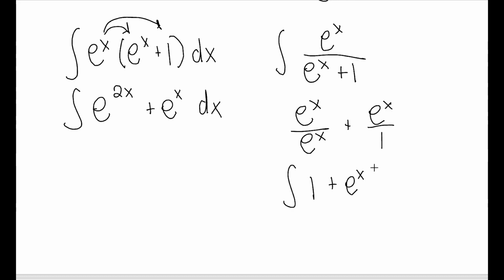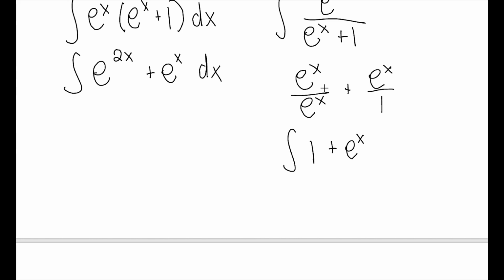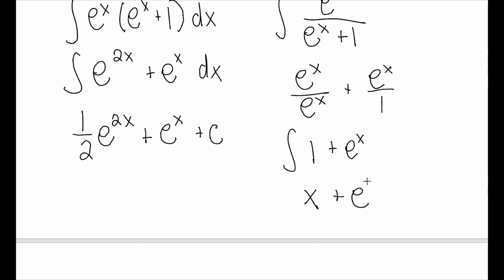I just made these up, but I guess I'll go ahead and finish them. So since we're adding, we can just integrate each term separately. And that's what makes it easier than dealing with this multiplication. So here, 1/2 e to the 2x plus, if I'm dividing by 1, it's not going to change anything, e to the x, and then I have to add my c. Here, when we integrate 1, it becomes an x. E to the x doesn't change, and you add your c.